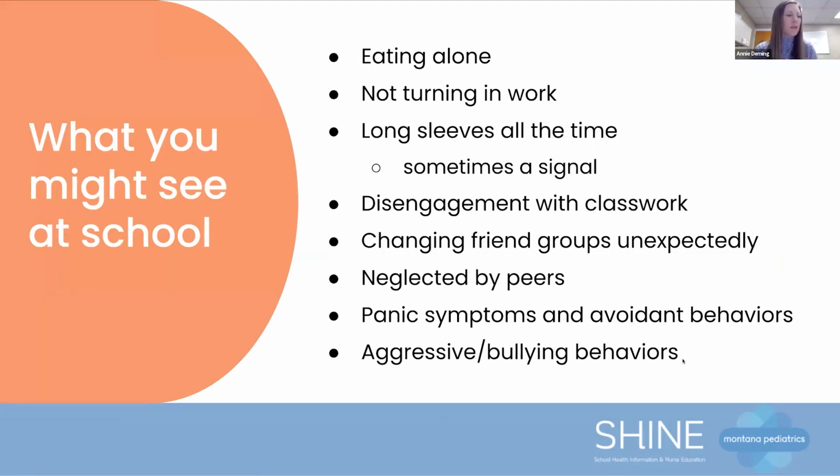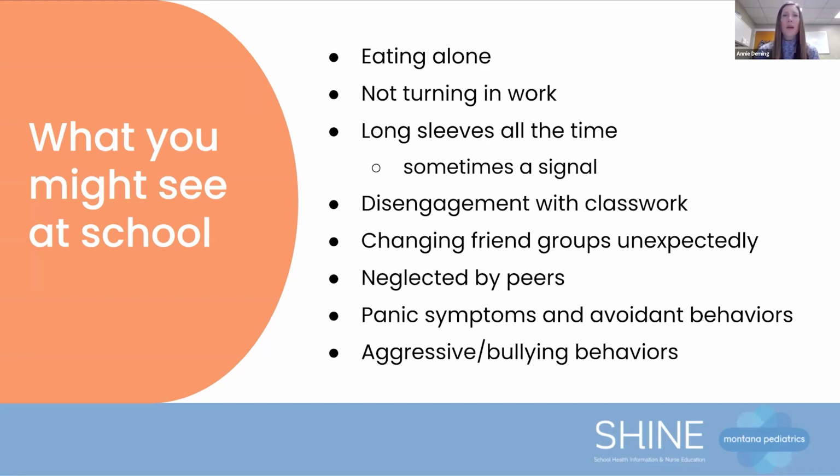Okay, so what we might see at school, because school is such a structured environment, we don't necessarily observe the same things that we would if we see a kiddo in an office or we're in their home supporting them. We might see some different things. So at school, some classic things to really watch out for are eating alone. That can be quite sad for kids, and that can indicate that they're struggling socially. It can also indicate that they might be withdrawing or isolating.